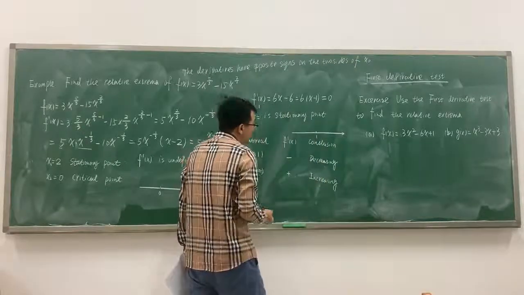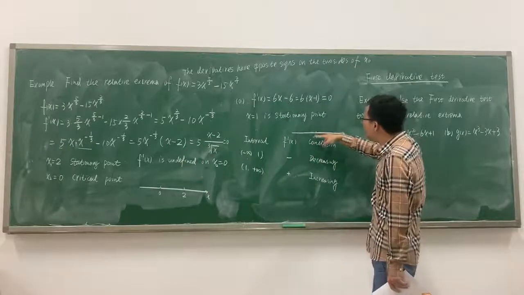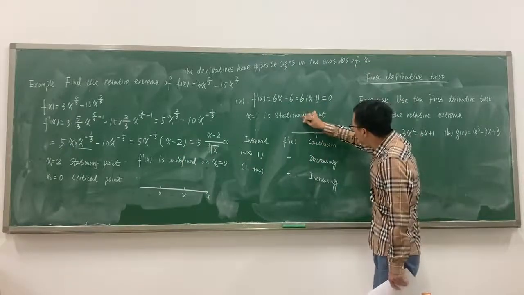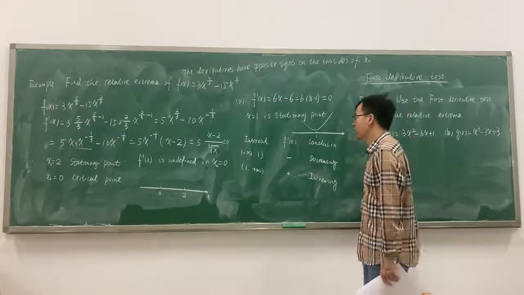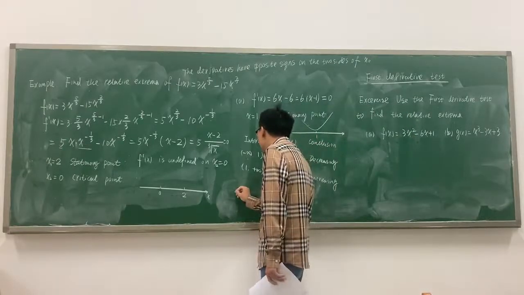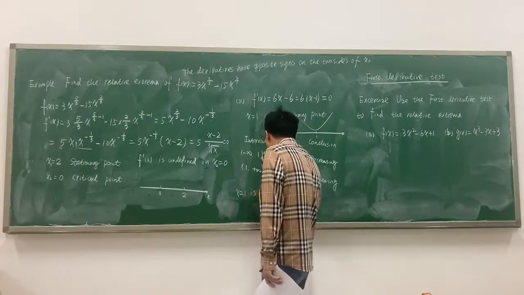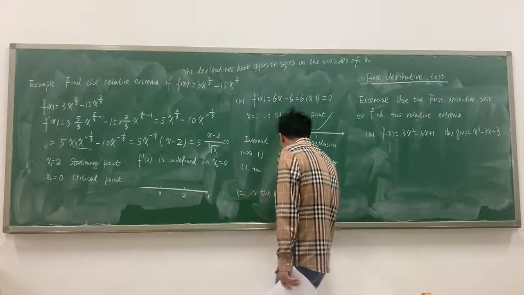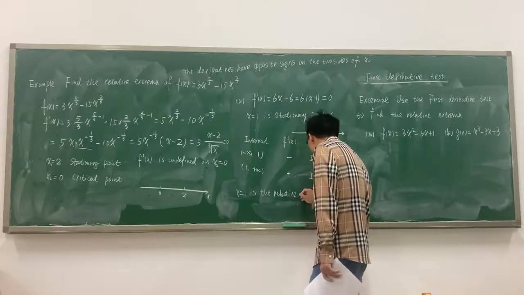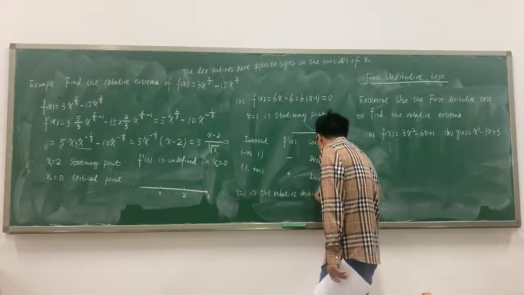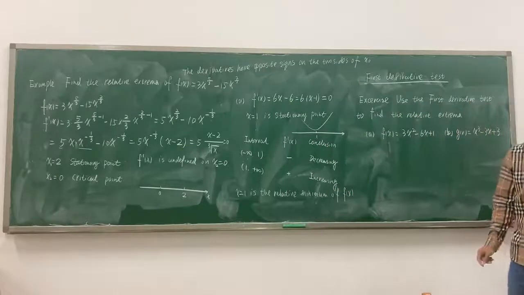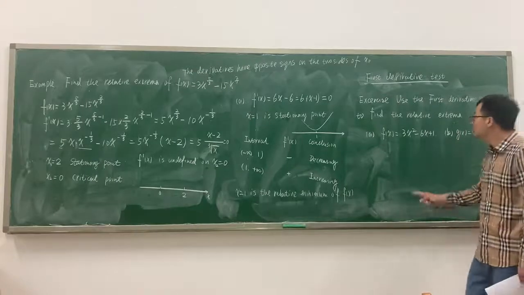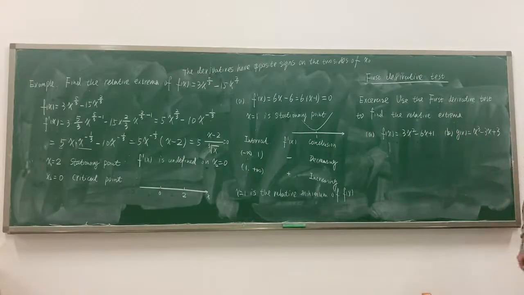So it's easy to see on the left of 1 is decreasing. On the right of 1 is increasing. So this one is what? It is a minimum. So x equal to 1 is the relative minimum of f(x). So this is the answer of the first one. It's easy. So can you get the right answer?